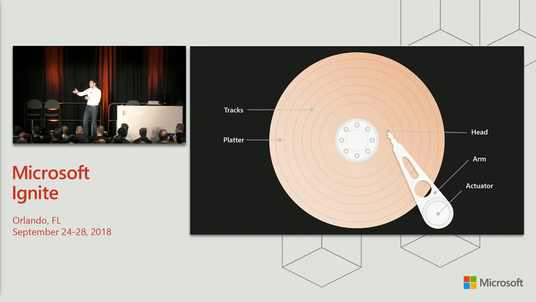And then you have an arm that's actuated over the platter with a head on the end. And in order to read or write anything, you have to move the arm. It has some seek time. And then it has to settle on the track that you've selected. And then you have to wait for the thing to spin around so that the sector that you actually want to read is underneath the head. And all of that takes about 10 milliseconds.